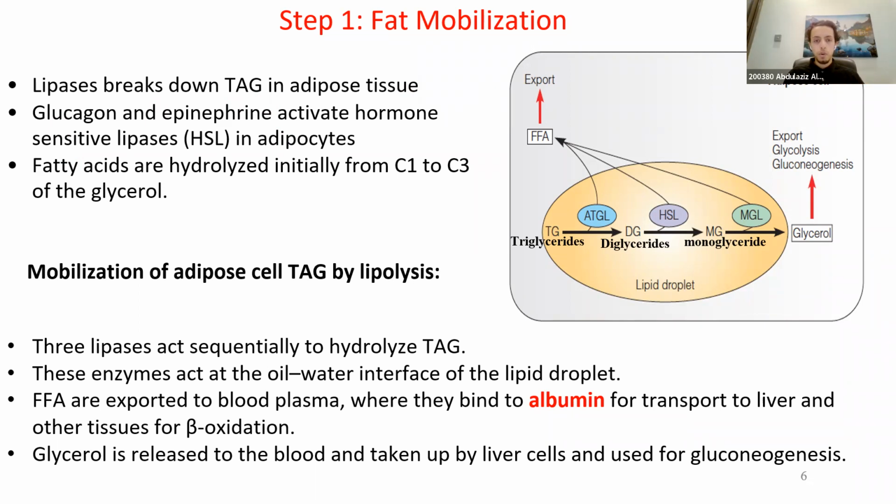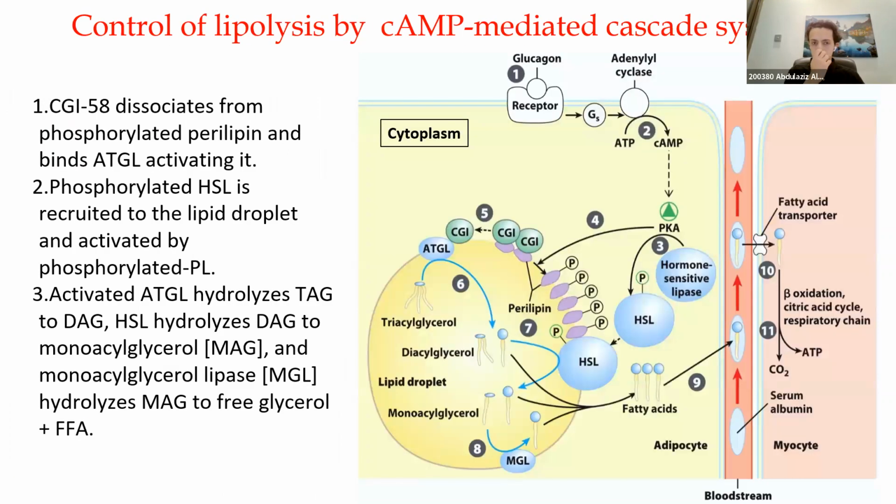Can you repeat 5? No problem. So number 5, this is simply the dissociation of CGI from perilipin. So we said PKA, protein kinase A, will phosphorylate 2 things. It will phosphorylate the hormone-sensitive lipase, which is the second lipase in the steps of mobilization of fatty acids. And then it will also put a phosphate on the perilipin.